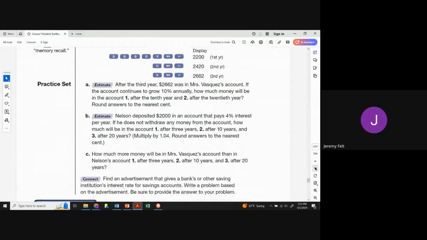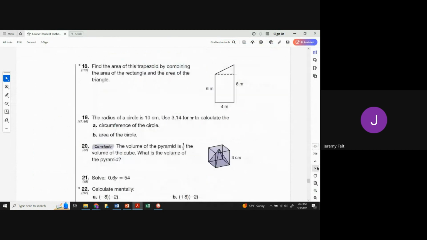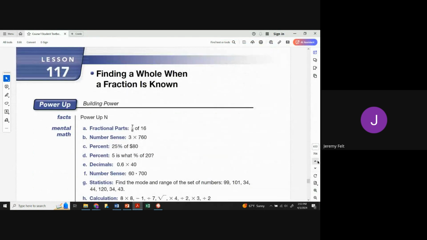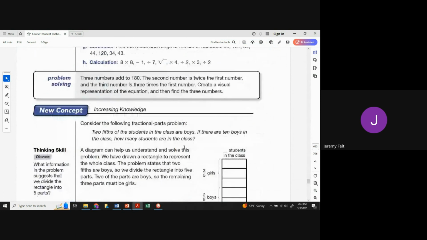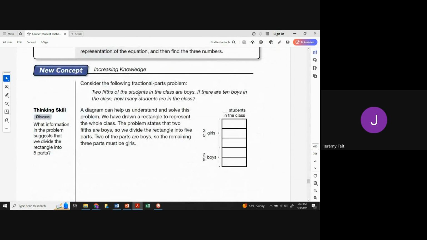All right, we'll go over those practice set examples together. 117, finding a whole when a fraction is known. Okay, so 2/5 of the students in the class are boys. If there are 10 boys in the class, how many students are in the class? So fifths tells us that there's 1, 2, 3, 4, 5 groups. 2 of the fifths were boys, which means 3 of the fifths are girls. If there are 10 boys in the class, how many students are there?